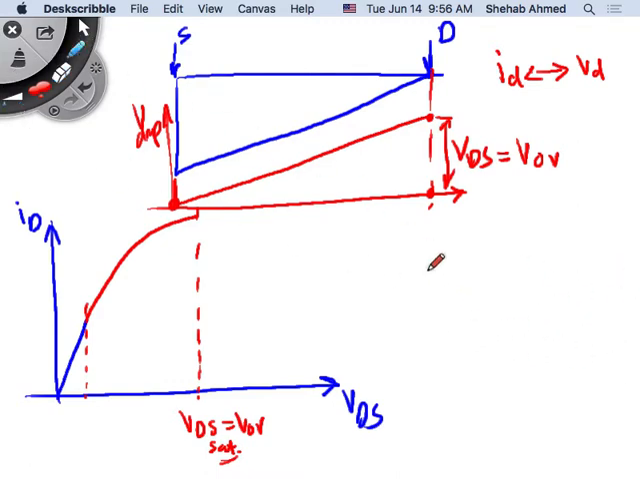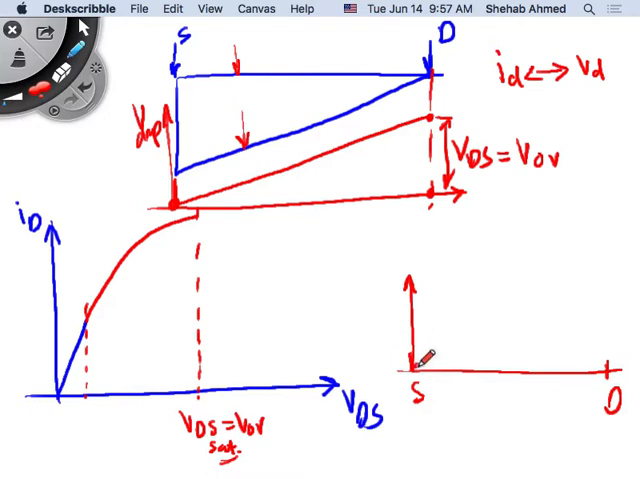Now let me start increasing VDS beyond VOV and see what happens. I will draw the same situation. So I will draw the voltage drop. First I drew the channel width. Now I will start by drawing the voltage drop across the channel first, and then we'll draw the channel width, okay?